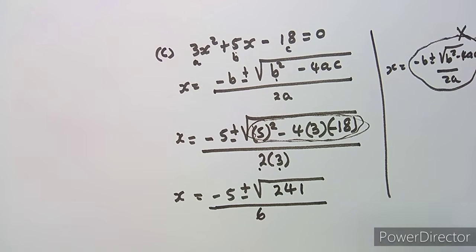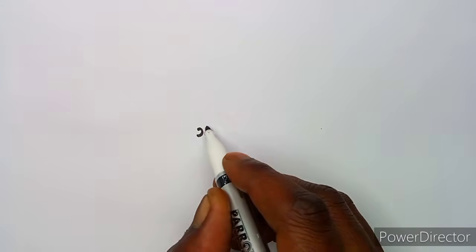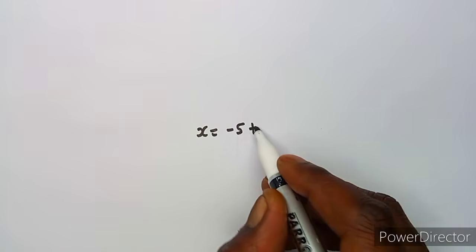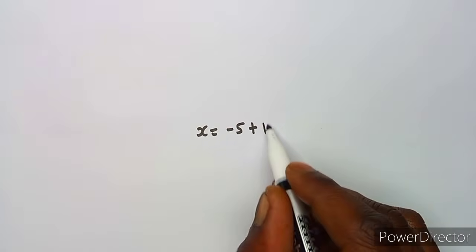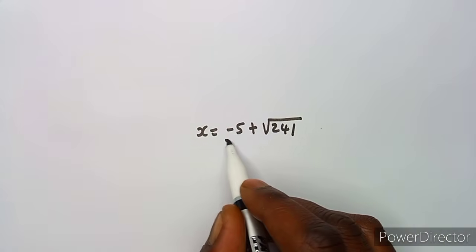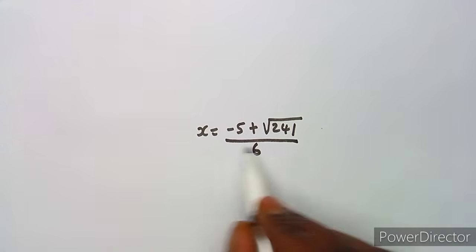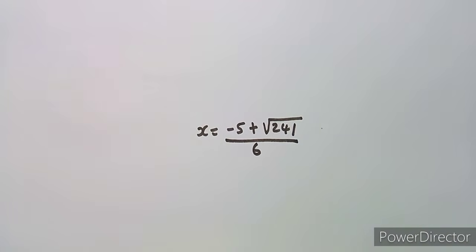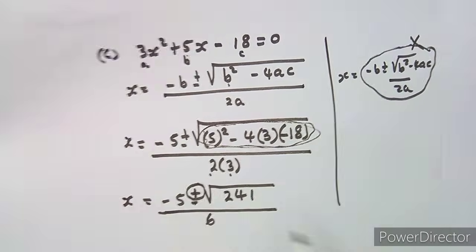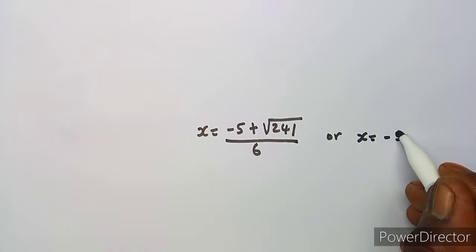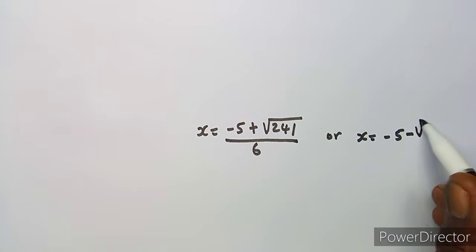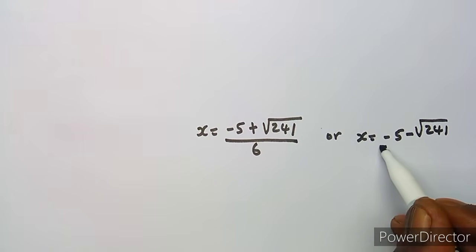At this stage, you can separate your solutions to say you've got a plus and another one of a minus. So your x is going to be minus 5 plus the square root of 241, everything over 6. Take note that everything is affected by 6. Or for the other solution, I'm going to take the minus, so x is equivalent to minus 5 minus the square root of 241 over 6.